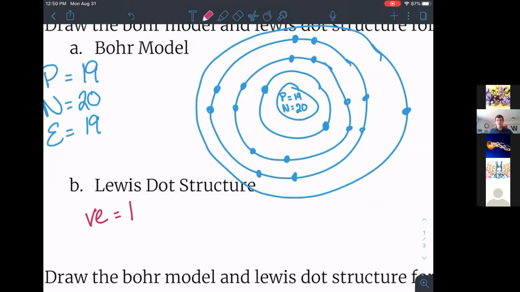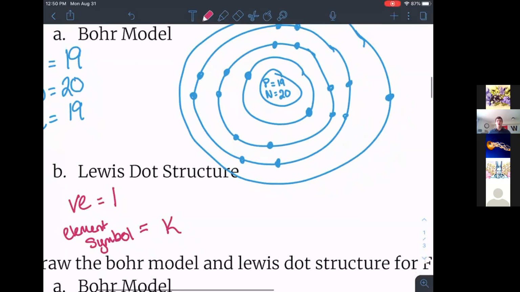And then none of the rest of them need to be drawn. And what is our element symbol? K. K for potassium, perfect. So when we draw this, we're going to draw our K for potassium, and then we're just going to put 1 valence electron next to potassium, and that's it. We're done.